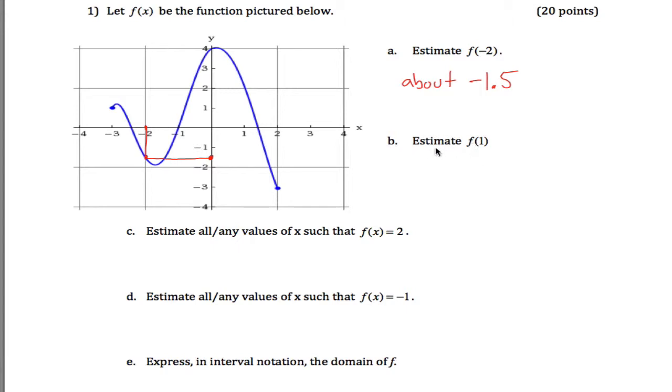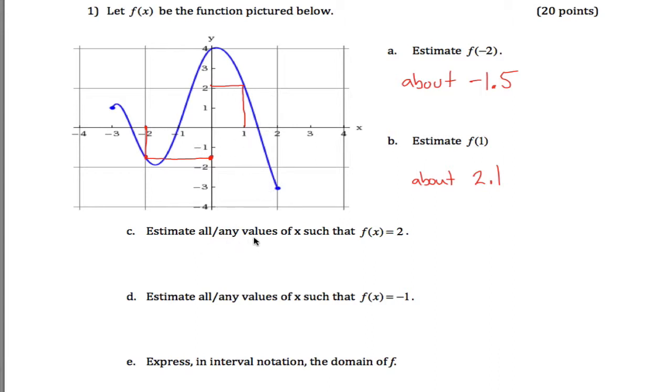And same thing, f of 1. Okay, now my x value is 1 here. So if I try my best to go straight up from 1, yeah, I don't know. That looks pretty good, right? So maybe 2 or just slightly above 2. Hard to tell. You might just call that 2 or 2.1, whatever. As long as you're close. As long as you can show you know what you're doing, you're fine.